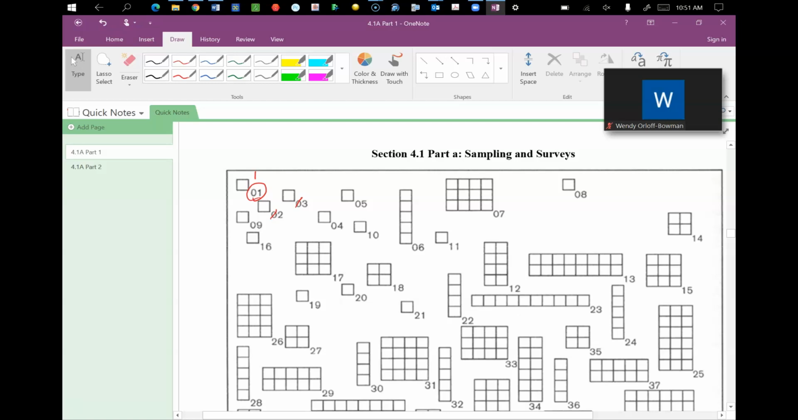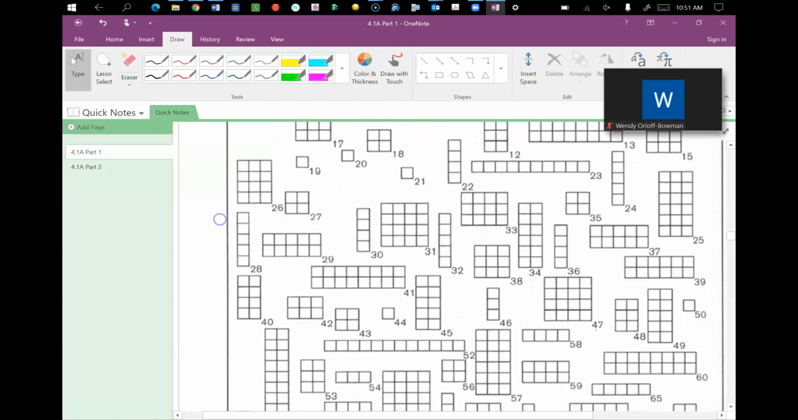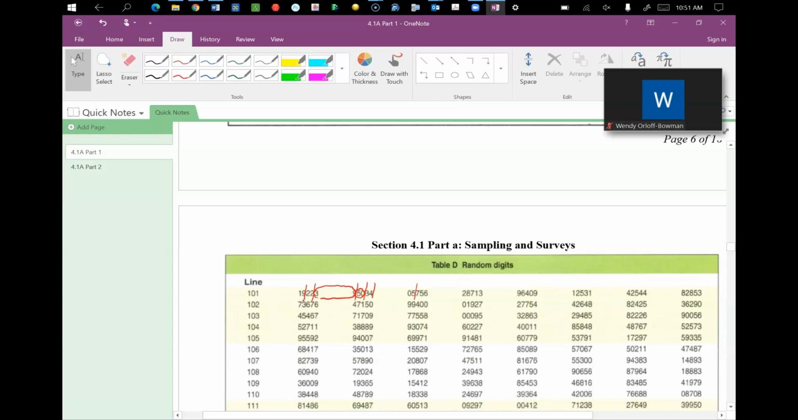Another thing I want to point out here is, let's say that our population only had 50 rectangles. Well, what would you do then? Well, what you would do then is you would only use numbers in the range that we actually have subjects to represent. So let's say we started at line 105 and we had rectangles numbered 01 through 50. Well, 95 is not one of our rectangles, so we would ignore it. 59, not one of our rectangles, so we would ignore it.